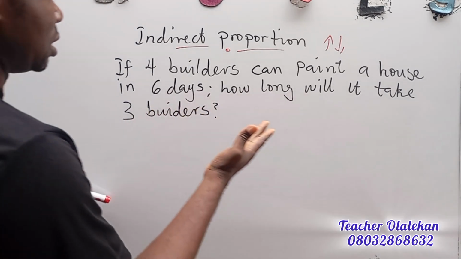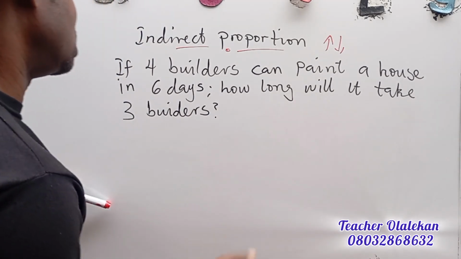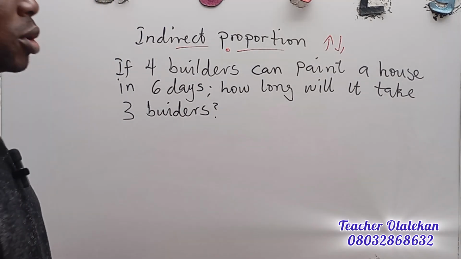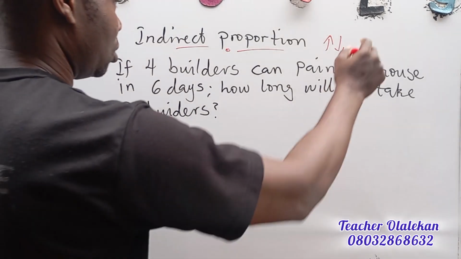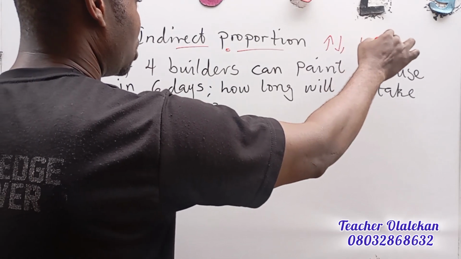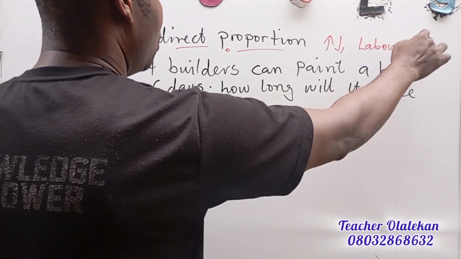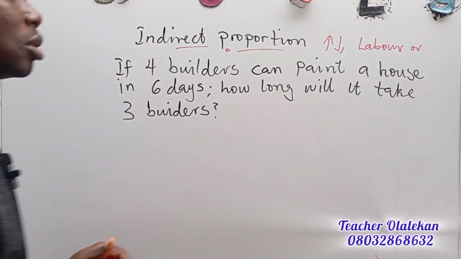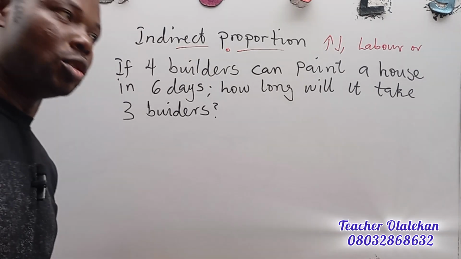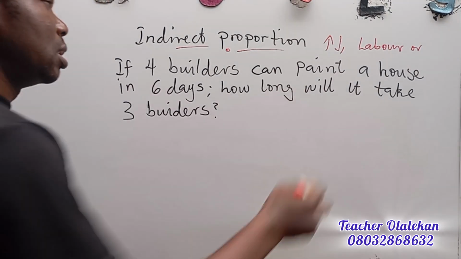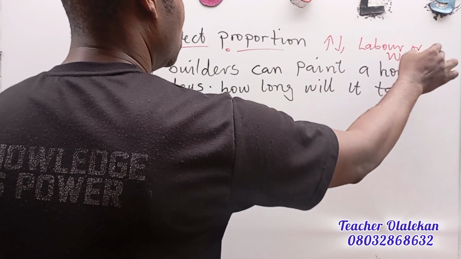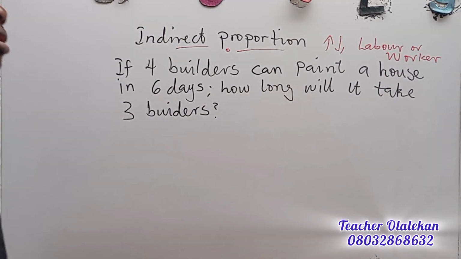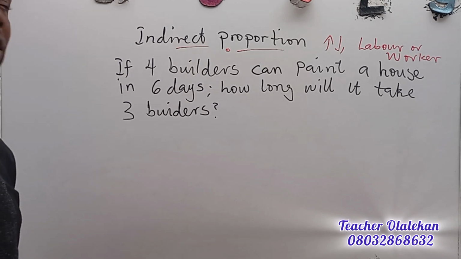Because it's indirect, and how do I know it is indirect proportion? Do not forget what I said in my previous video: indirect proportion talks about labor, workers or job. Labor or workers are the clear indicators that your proportion question is an indirect proportion, because direct proportion, the other one, talks about goods and commodity.